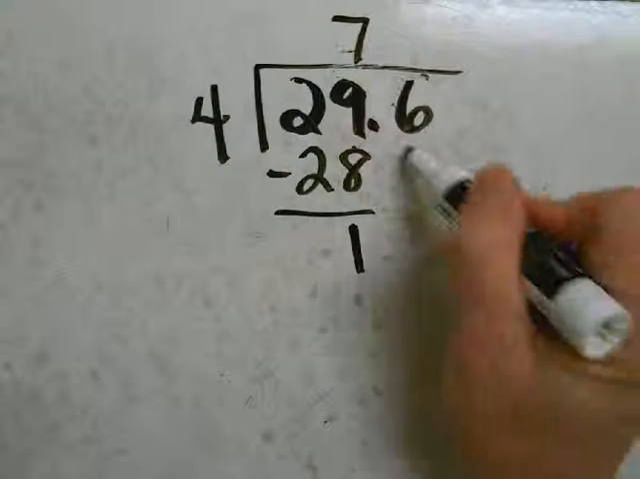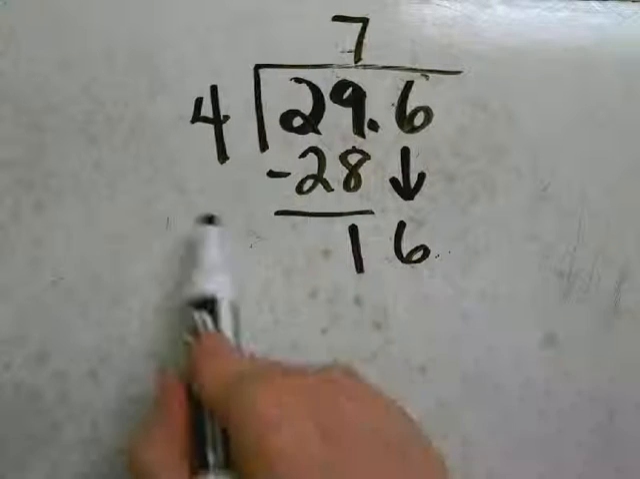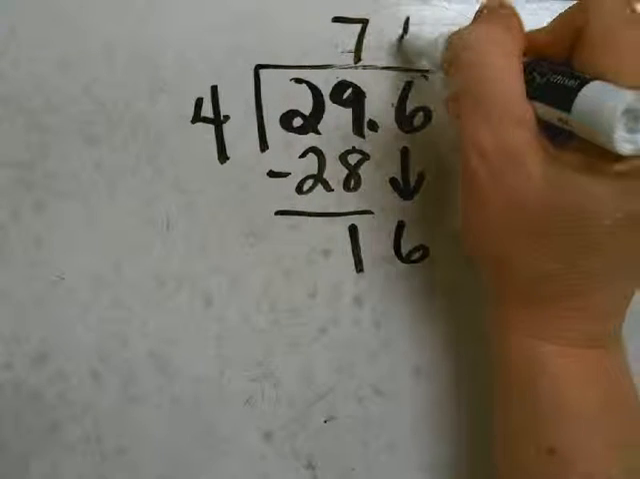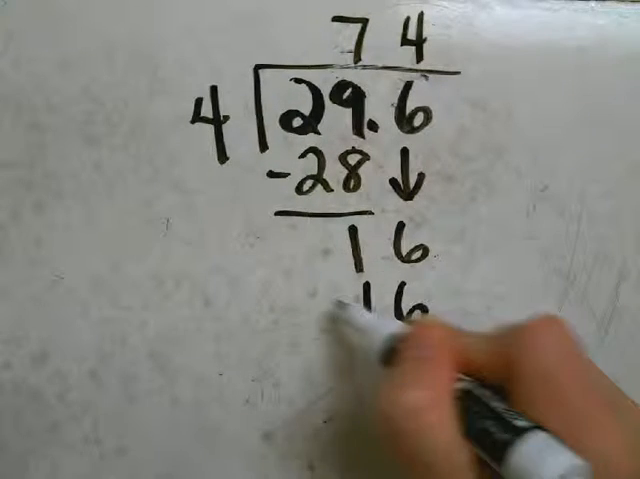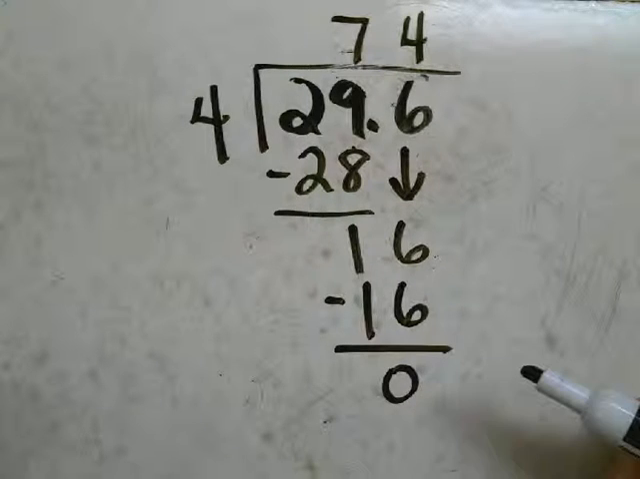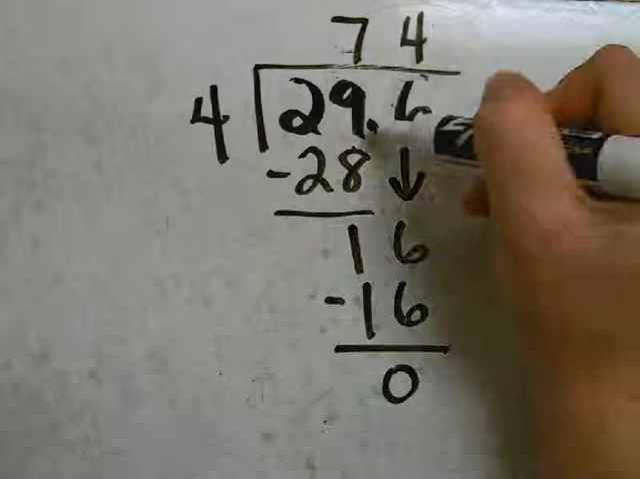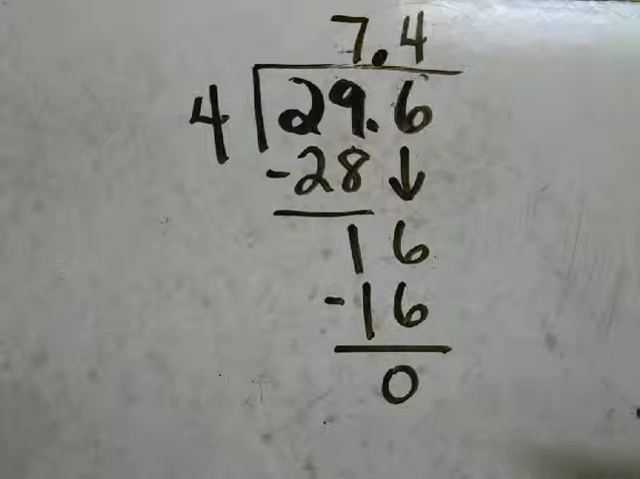I can bring down my 6. 4 goes into 16 4 times, that is 16. There's nothing left, and for my answer, my decimal point comes straight up. Okay, so that's what happens if we have a decimal divided by a whole number.